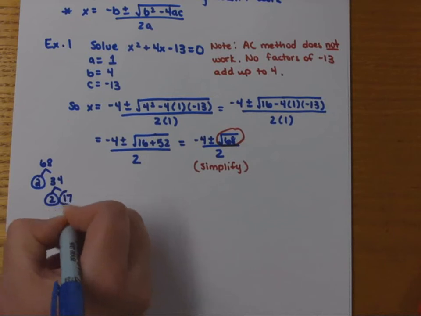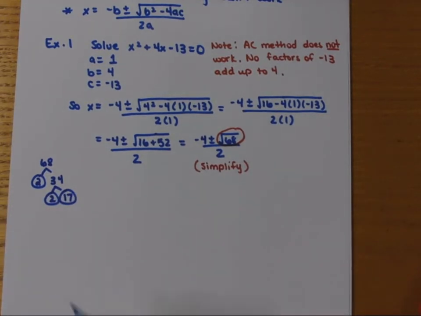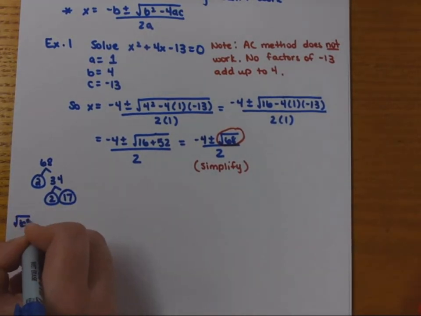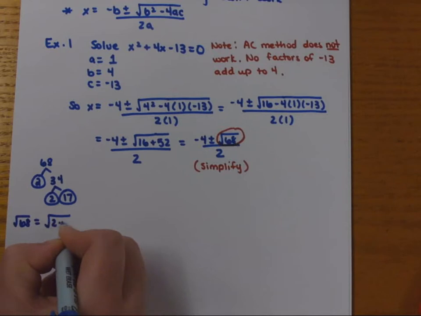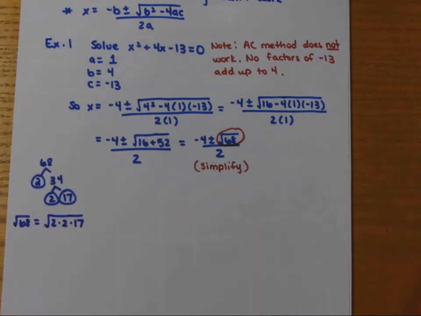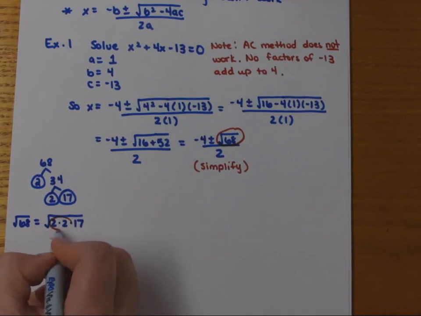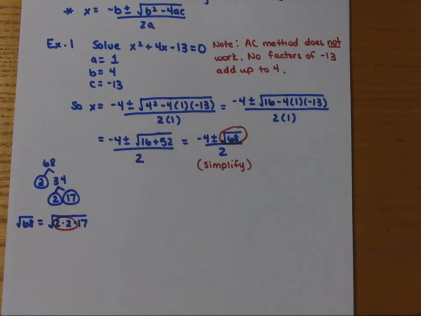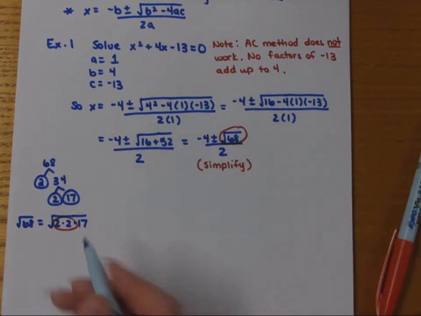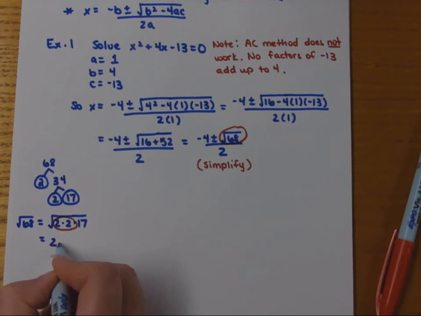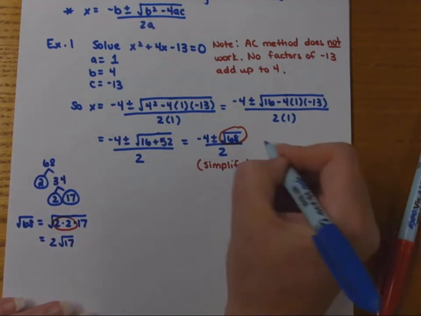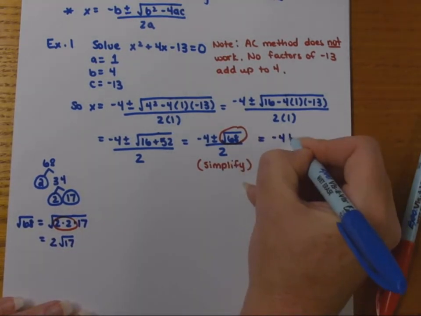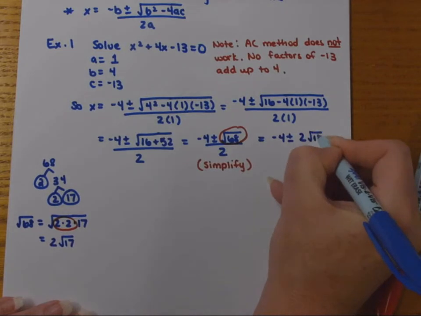You can use your calculator for this if you need to, okay? But square root of 68 broken down into its smallest pieces would be square root of 2 times 2 times 17. Okay, notice that we have a pair, right? We have a group of 2. So the group of 2 comes out while the 17 stays in. So this is what we end up getting, negative 4 plus or minus 2 square root of 17 over 2.